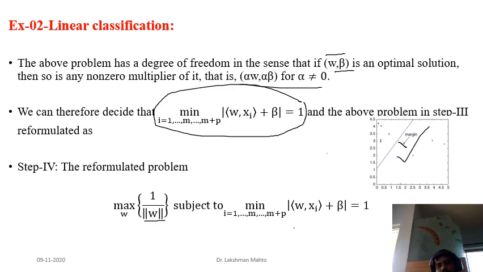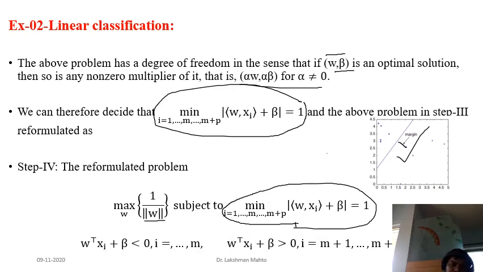So what problem are we having now? The new problem is that we have to maximize 1 by norm of W subject to this equality constraint. But remember that it is not an affine condition. It is not an affine constraint. Here modulus is coming, so definitely it is nonlinear. Due to that, a non-convexity pattern is coming.